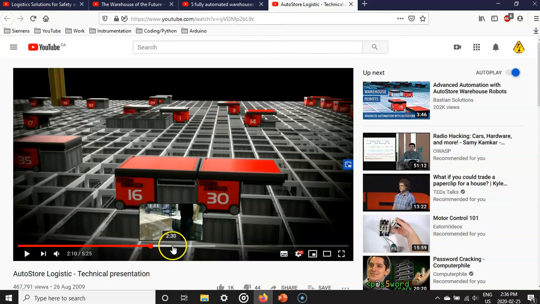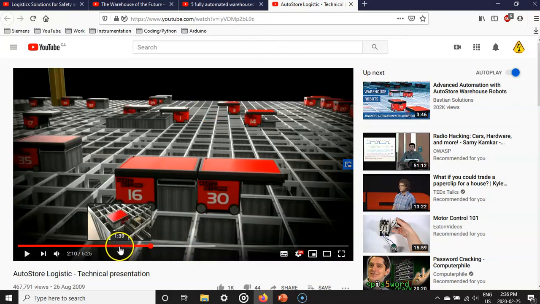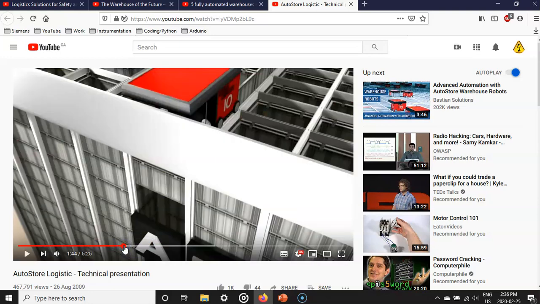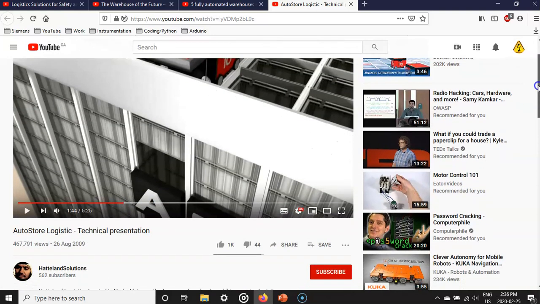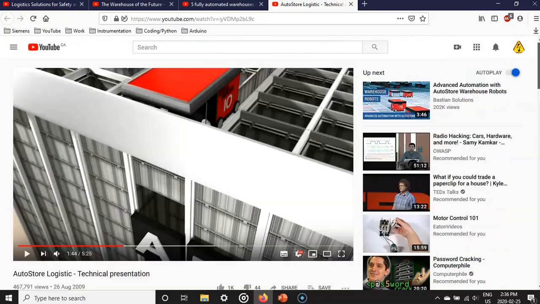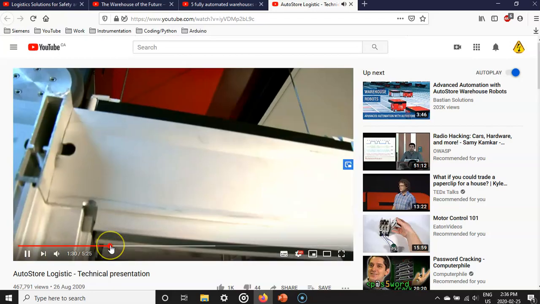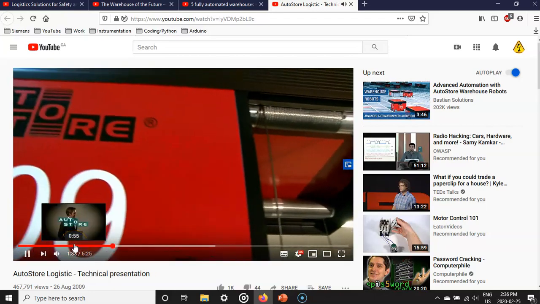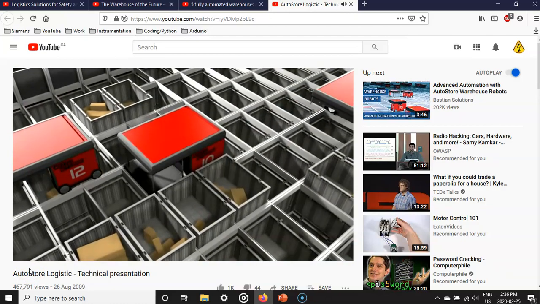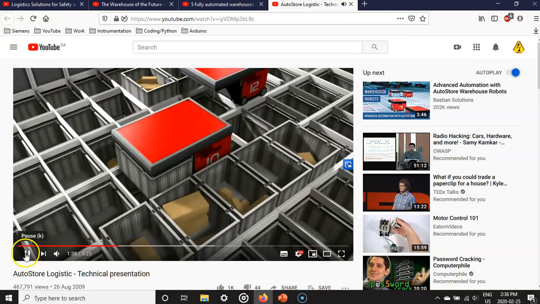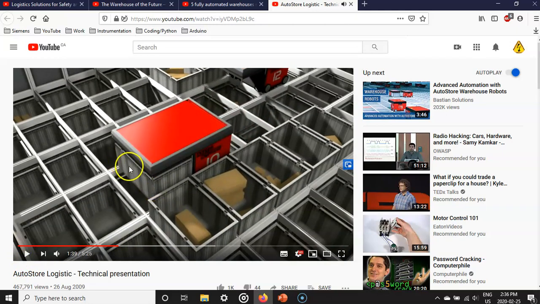This is the AutoStore. It's really cool. It's from a company called Hatland Solutions, and basically what they have are these little robots. Let me go back just a touch here. Instead of vertical storage, they have a horizontal storage system, and each of the boxes is placed one on top of the other. Units that are being sold quickly and more often are going to be on the top.